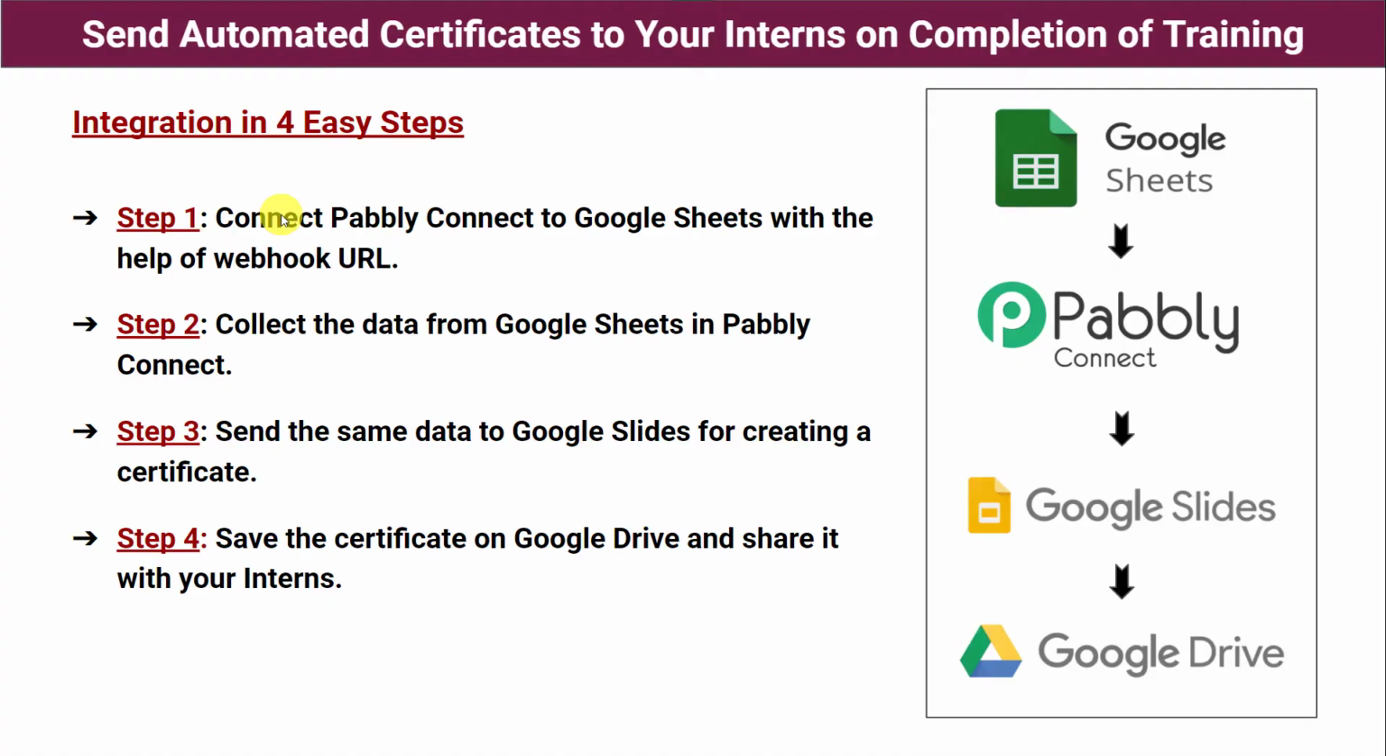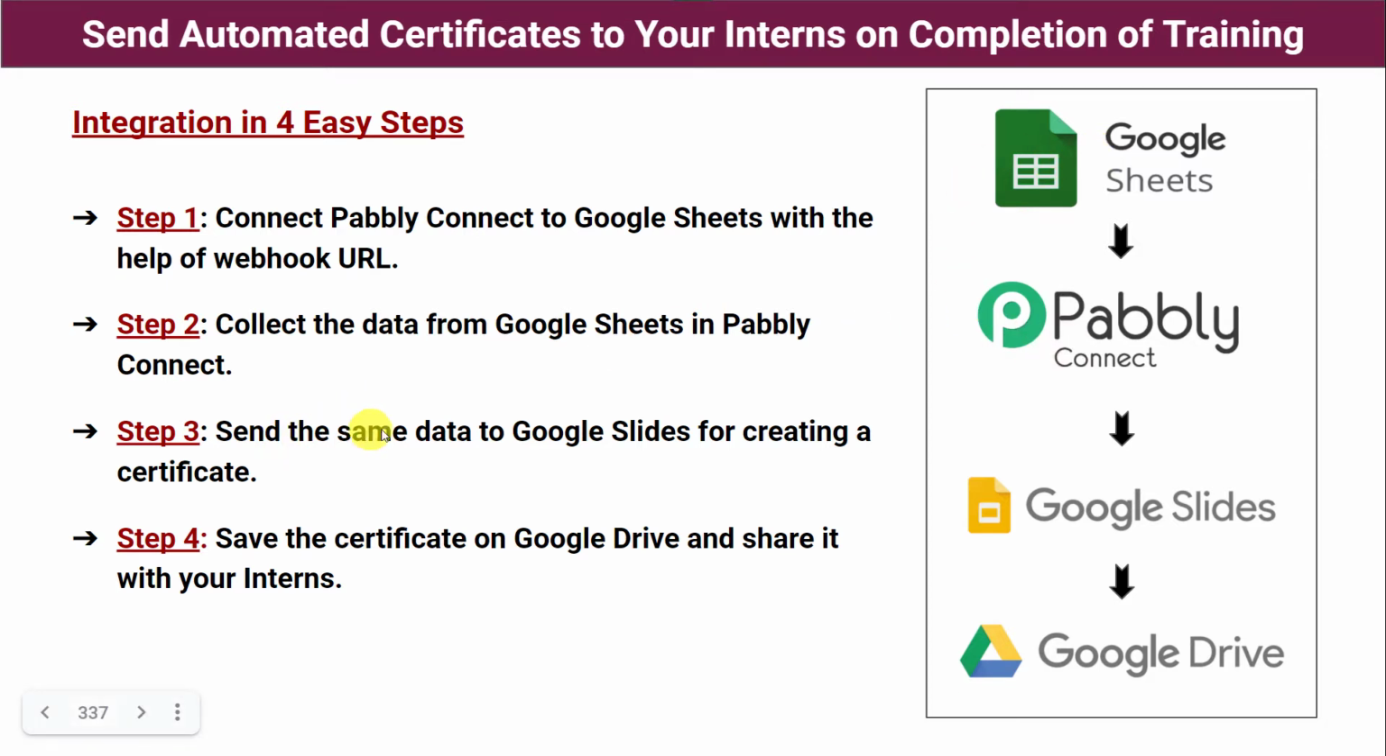At step 1, connect Pabbly Connect to Google Sheets with the help of a webhook URL. First of all, we have to go to Pabbly Connect. It will give us a webhook URL. We have to paste that webhook URL into the Google Sheet, and it will create an integration between Google Sheets and Pabbly Connect. At step 2, collect the data from Google Sheets in Pabbly Connect. Pabbly Connect will capture the data from Google Sheets.